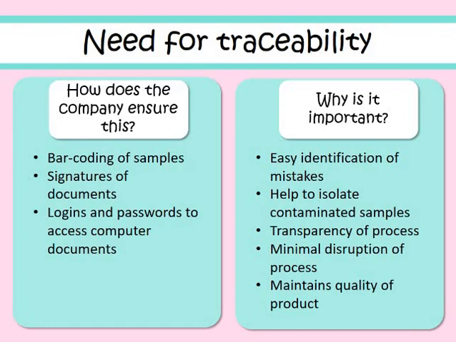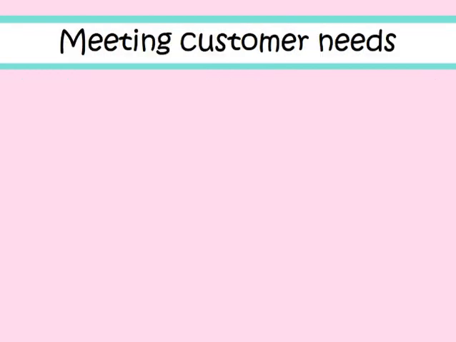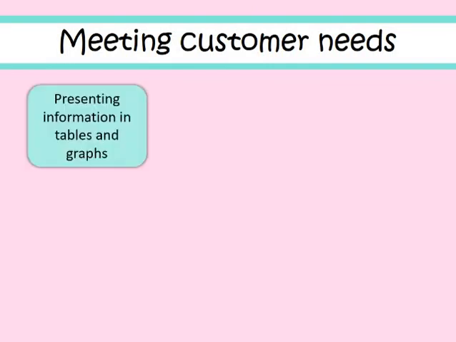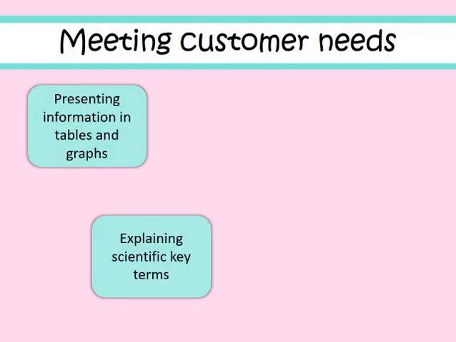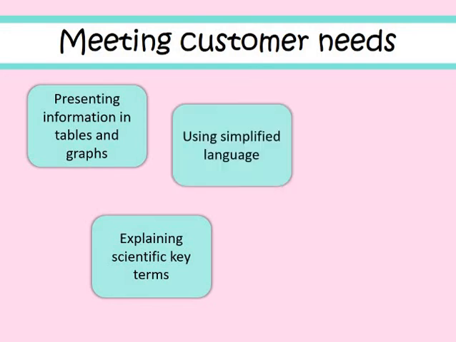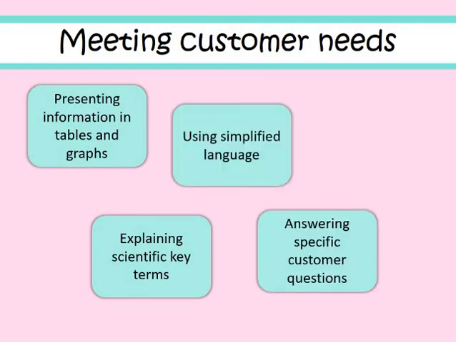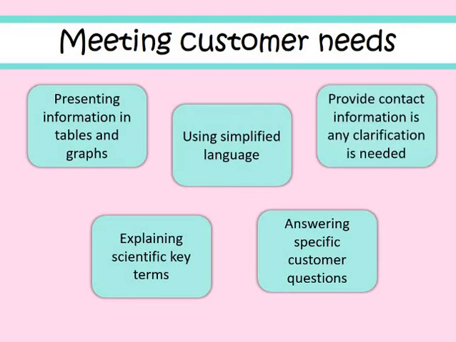Now, in terms of meeting customer needs, to try to make sure that the company does it, they can make sure that they present information in graphs and tables. Visual information tends to be easier for customers to look at and understand. Any scientific key terms that the company uses need to be explained. So if they use a big word that a normal person on the street would not understand, they need to explain that in the report. They should use quite simple language if they can, and they should be able to give the customer some way of contacting the company in case a customer has any specific question.